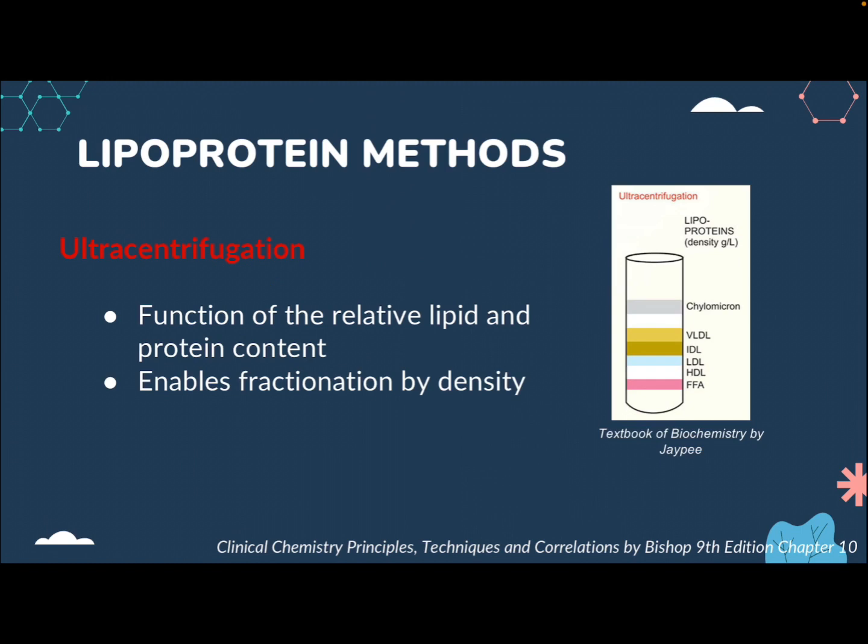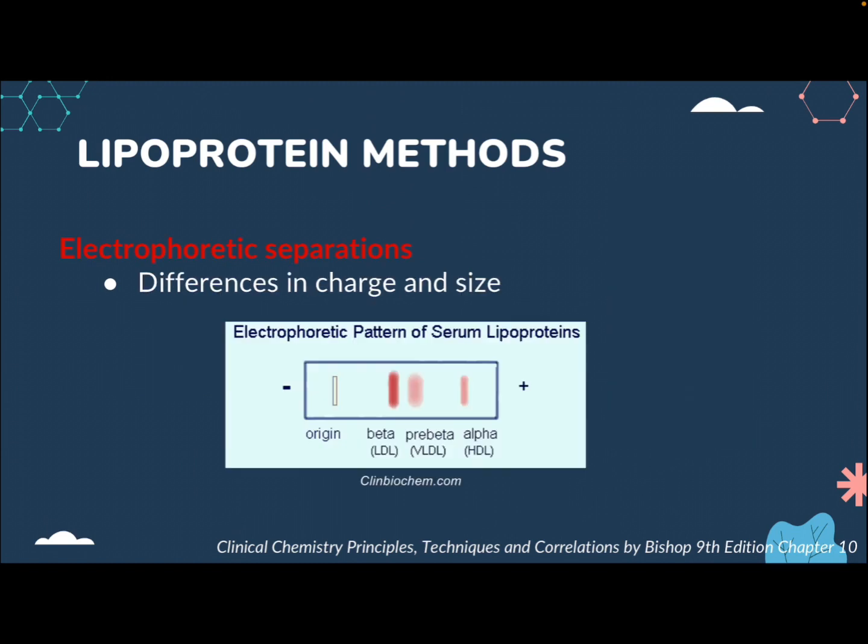First, we have ultracentrifugation. The range in density observed among the lipoprotein classes is a function of the relative lipid and protein content and enables fractionation by density, as mentioned in part 1. Next is electrophoretic separations. Electrophoretic separations take advantage of differences in charge and size.